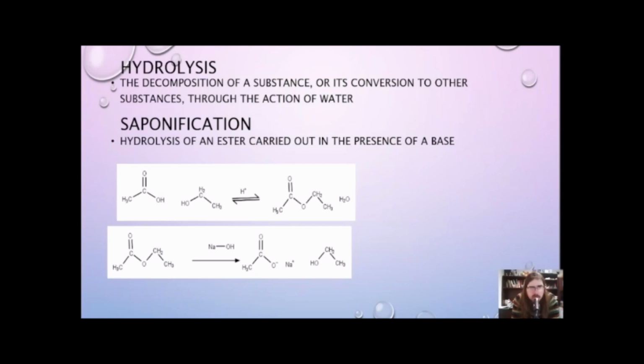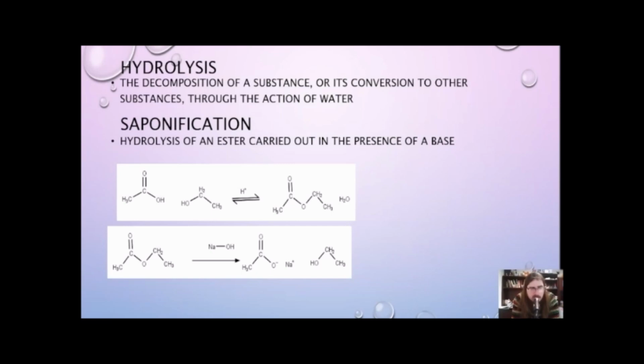So remember our lysis when we talked about electrolysis, where we broke something apart with electricity. Well, hydrolysis is to break something apart with water. So the first thing we need to understand is how esters are formed. Well, a carboxylic acid, like ethanoic acid, acetic acid, can mix with ethanol in the presence of an acid.